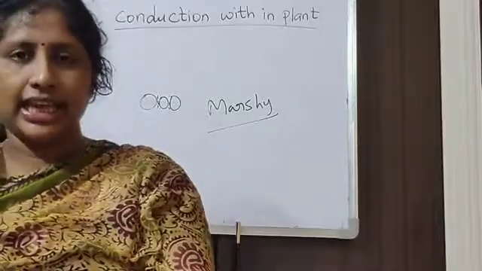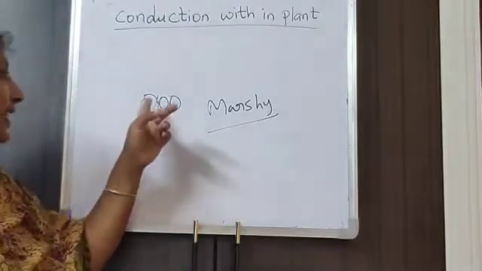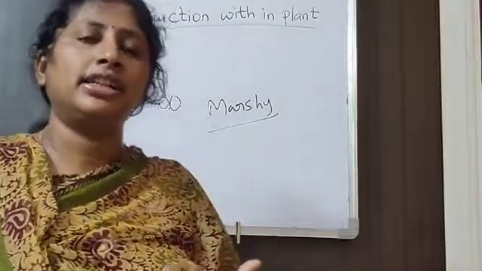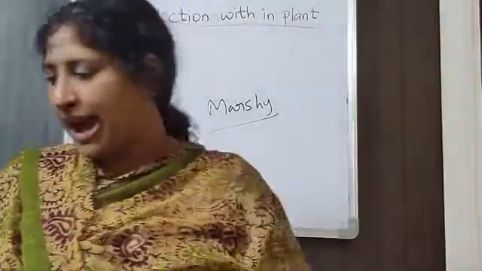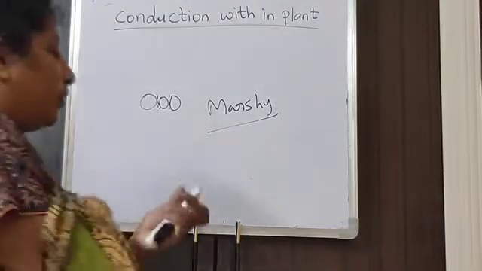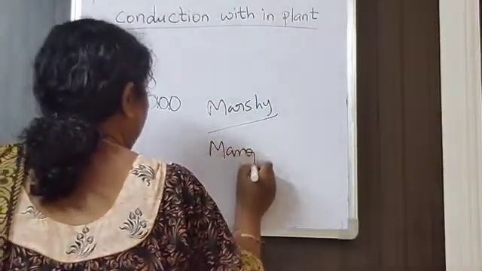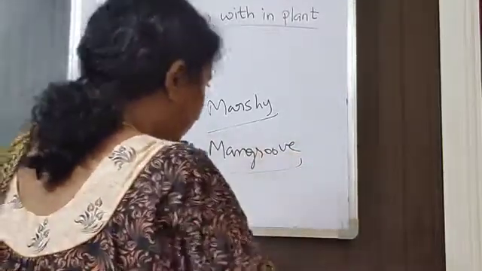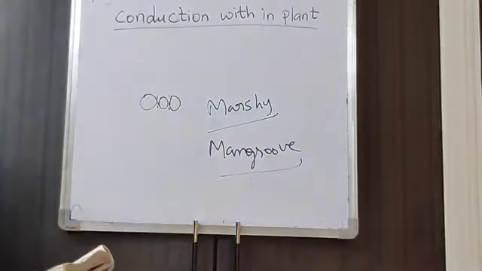Because they are inside the soil and the soil particles are filled with water, more water. Then how does respiration take place in plants growing in marshy areas? We know mangrove plants, you have studied about mangrove plants in your previous classes. How does respiration take place in mangrove plants?